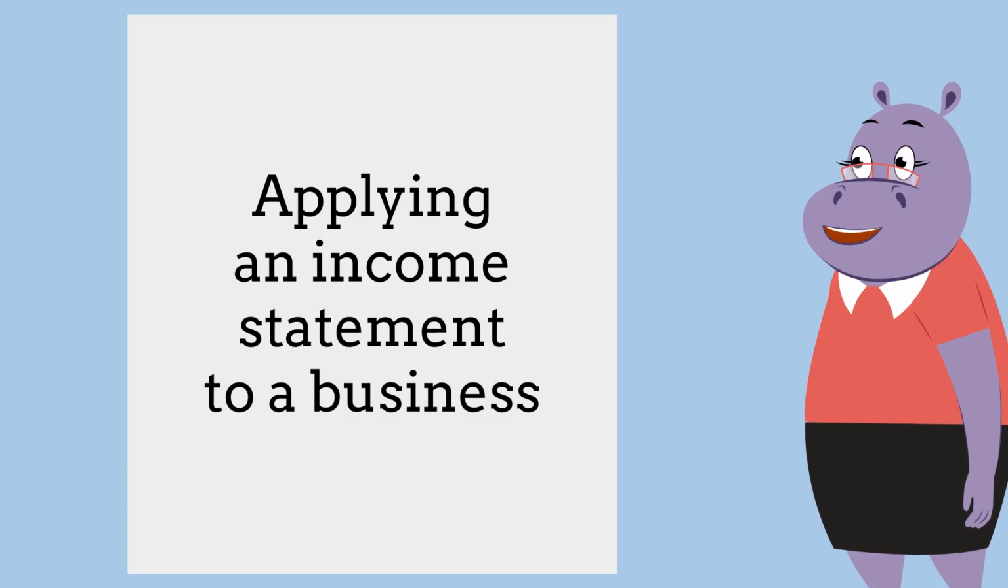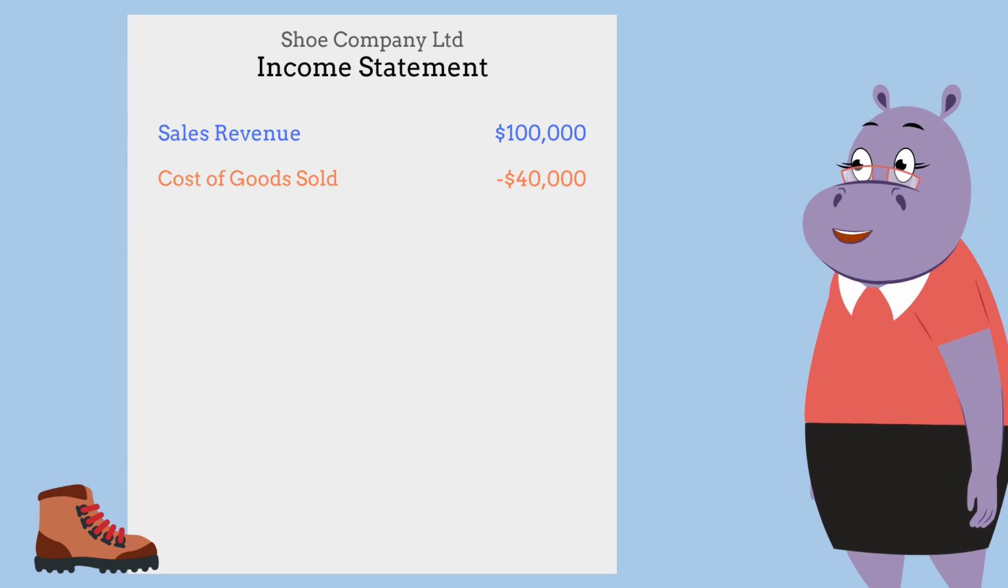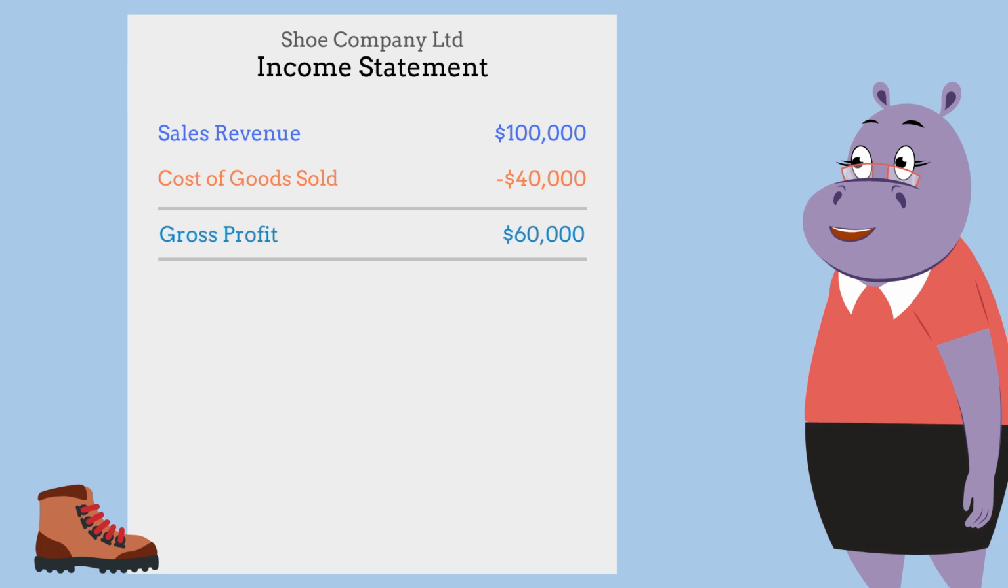Here's a simple example so you can get an idea how it's used in practice. In this example, we will use a shoe factory. The revenue or sales of selling the product is $100,000. Cost of goods sold, or the materials used for producing the shoes, is $40,000. That leaves us with a gross profit of $60,000.